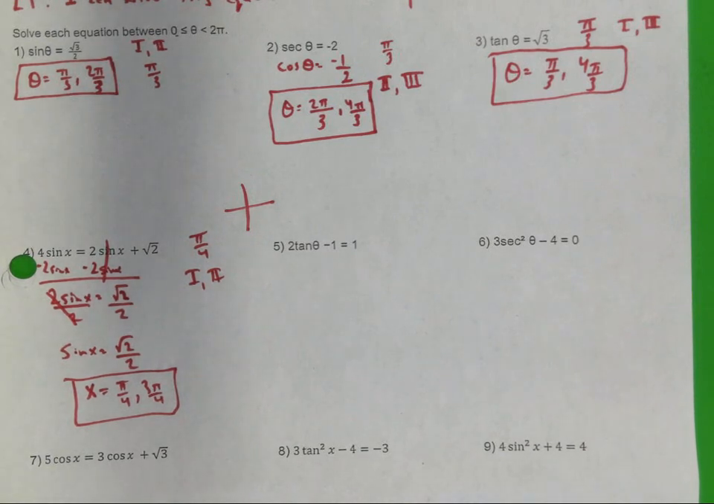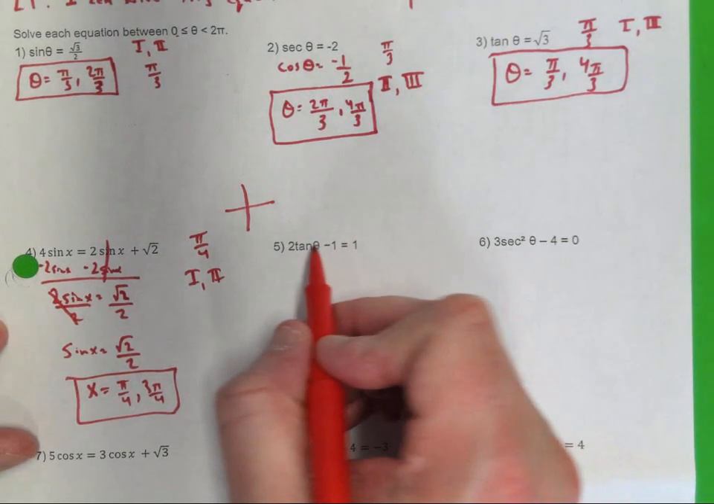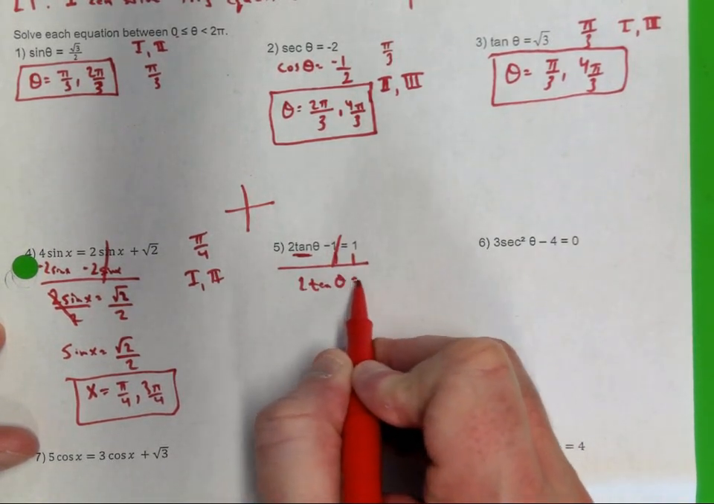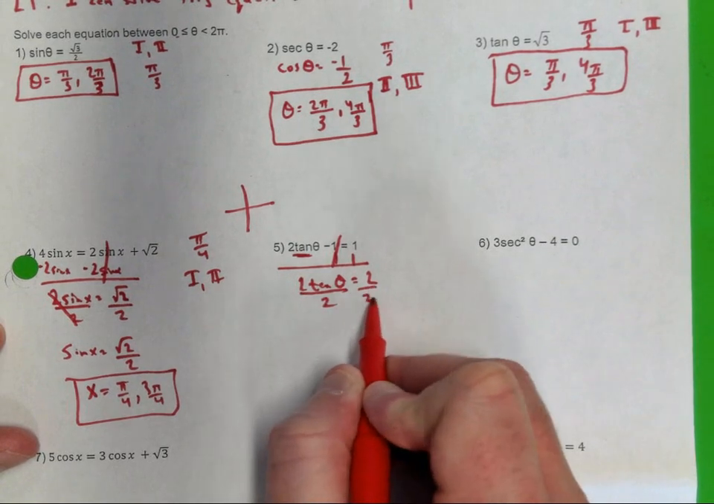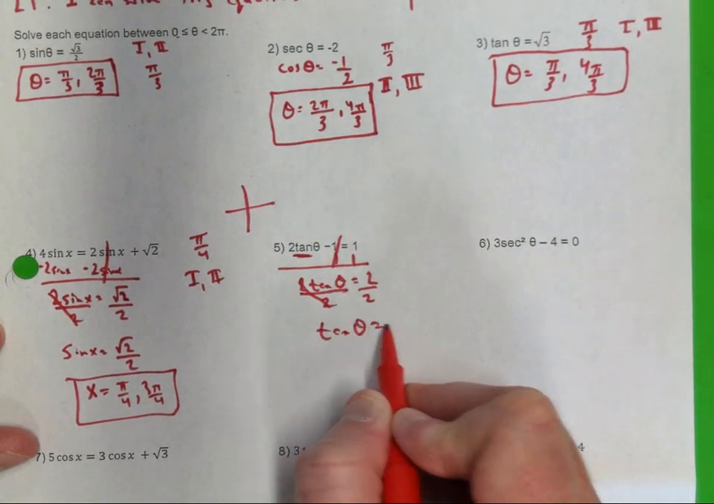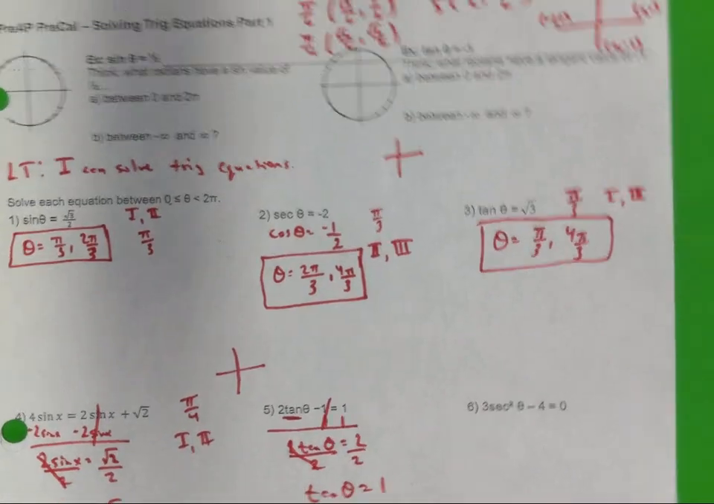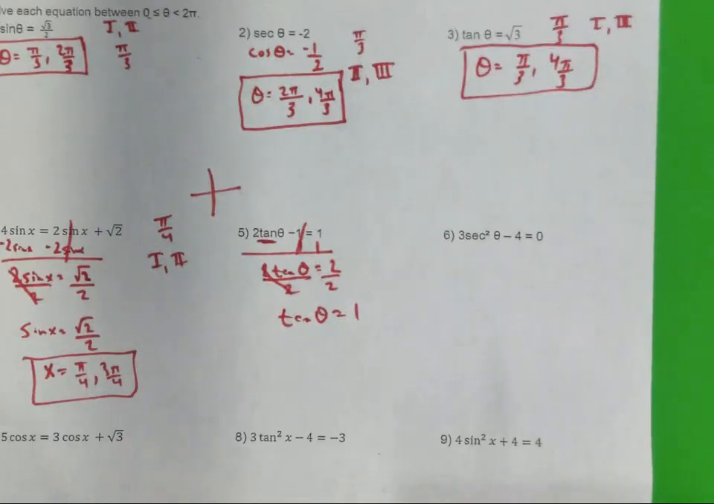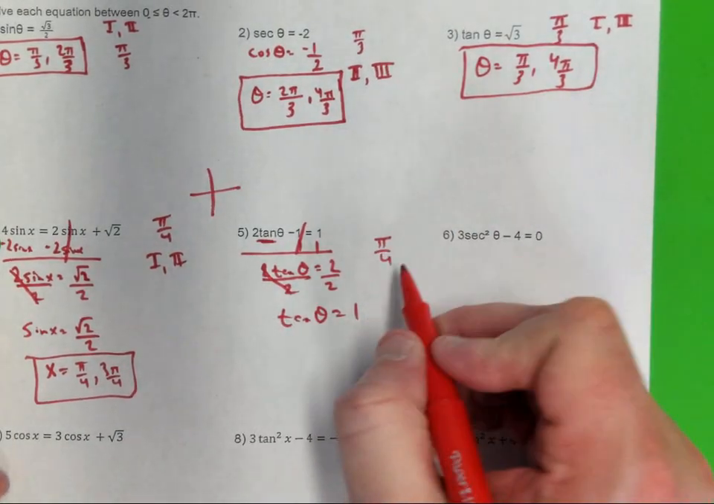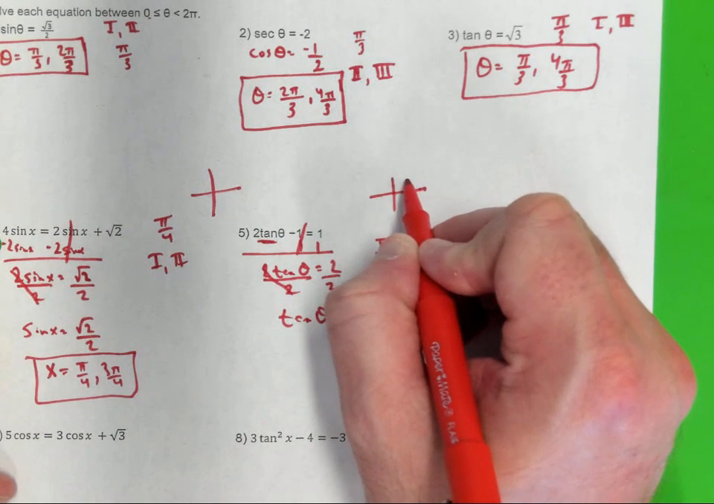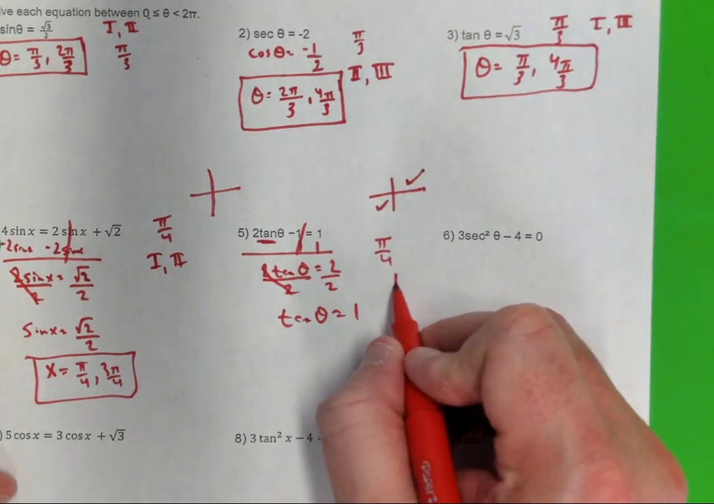All right, number 5. I've got to get my trig value by itself, so I'm going to move this over first. Then I'm going to divide both sides by 2. Tangent of theta equals 1. Remember, this is when you say y divided by x equals 1. Well, that is the pi over 4 family. It is positive. That means that both the x and y have to have the same signs when you divide. So it's quad 1 and quad 3.